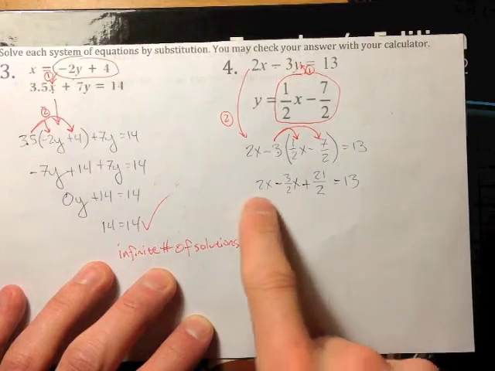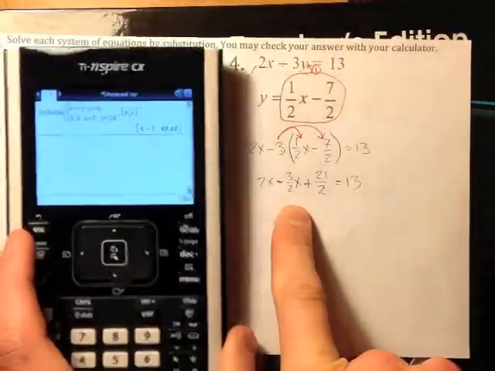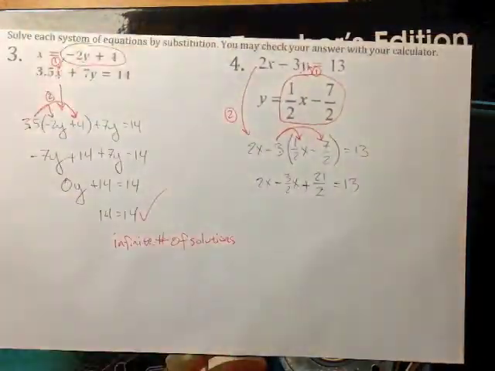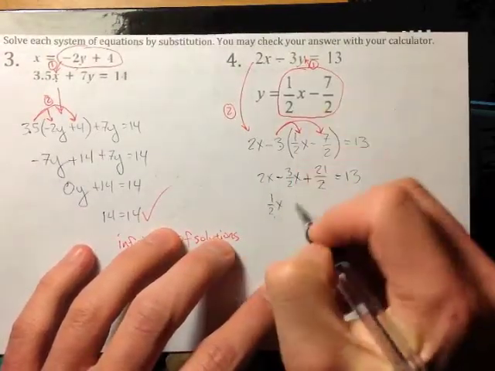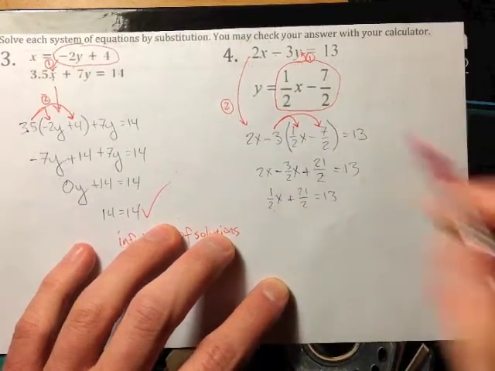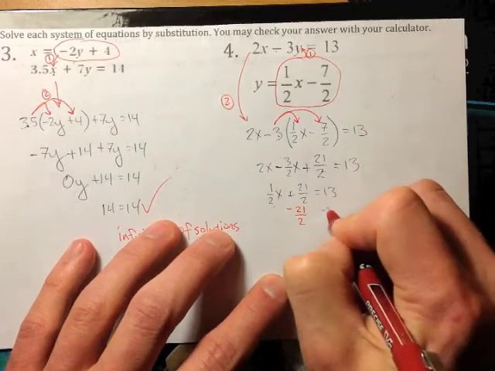Now these two are like terms. 2x minus 3/2 x. You should be able to do that in your head, but if you can't, just do 2 minus 3 divided by 2, 1/2. Okay, so it's 1/2 times x, then plus 21 over 2 equals 13. Now I'm going to subtract both sides. I'm going to subtract 21/2 from both sides.